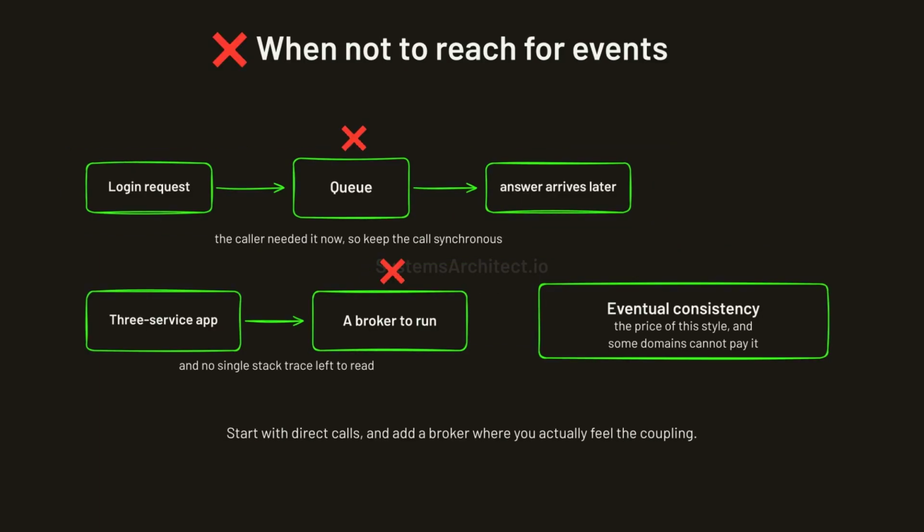Skip events when the caller needs an answer right now. Checking a password or quoting a price wants synchronous request-response, not a queue. Eventual consistency is the price of this style, and some domains cannot pay it. A 3-service application gains a broker to operate and loses its simple stack trace. Start with direct calls and introduce a broker where you actually feel coupling or back pressure.